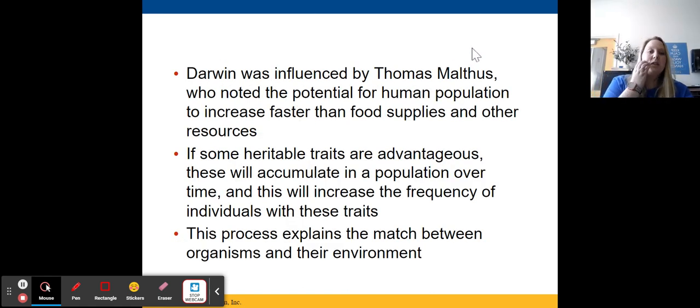This was influenced by Thomas Malthus, who noted the potential for the human population to increase faster than the food supply and other resources can. If some favorable traits are advantages, these will accumulate in a population over time and increase the frequency of those individuals with those traits. This explains the match between organisms being best fit for their environment.